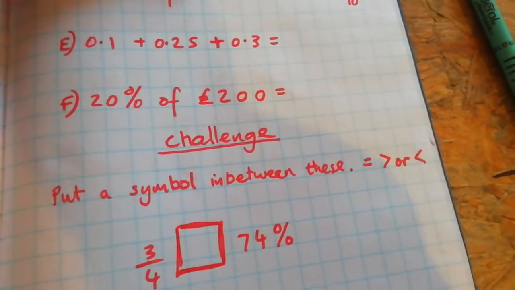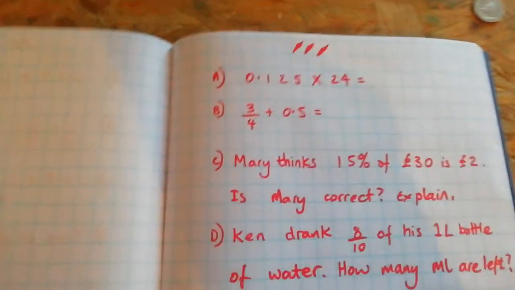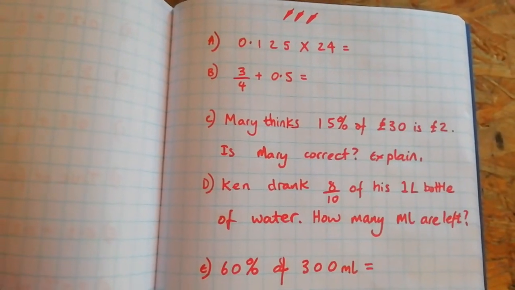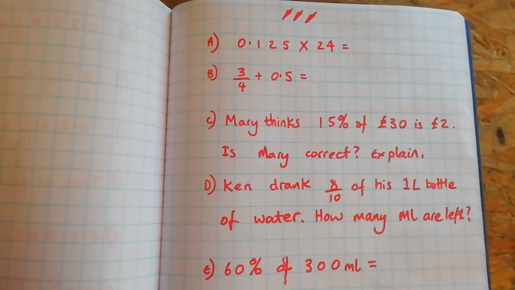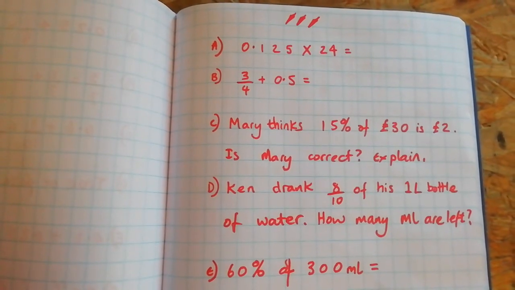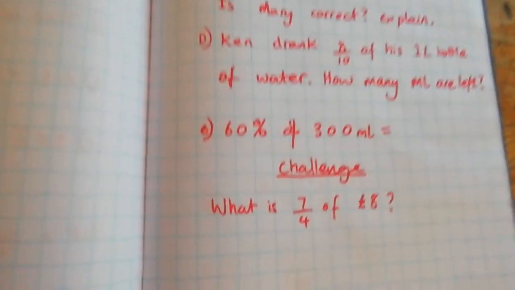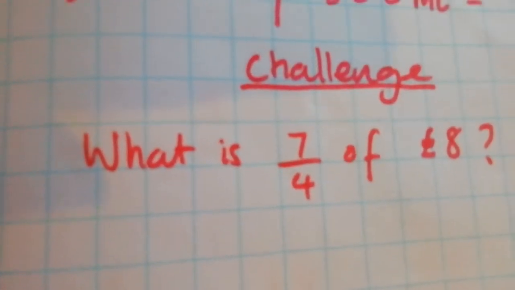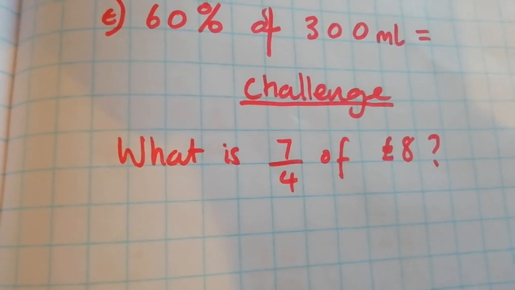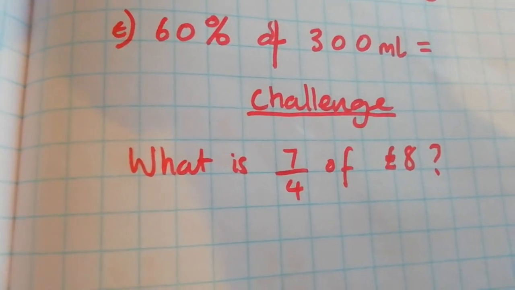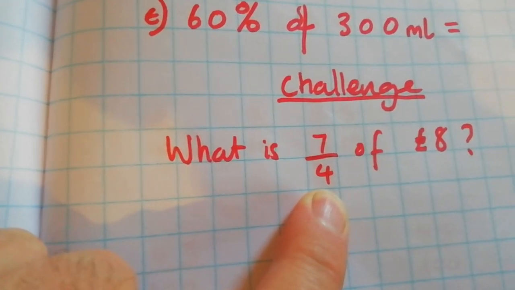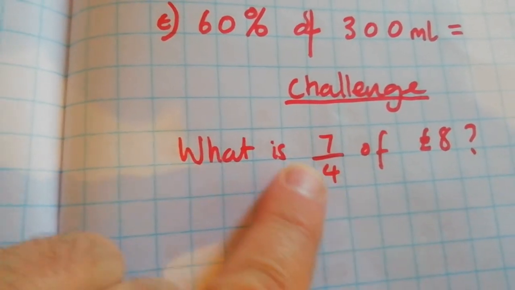Okay, and moving on for the 3 chili challenge. I think I've got everything on the screen there. We can pause it. And I'll show you your challenge as well. What is 7/4 of 8 pounds? It's an improper fraction, remember, so don't be surprised by your result. Always divide by the bottom, times by the top.